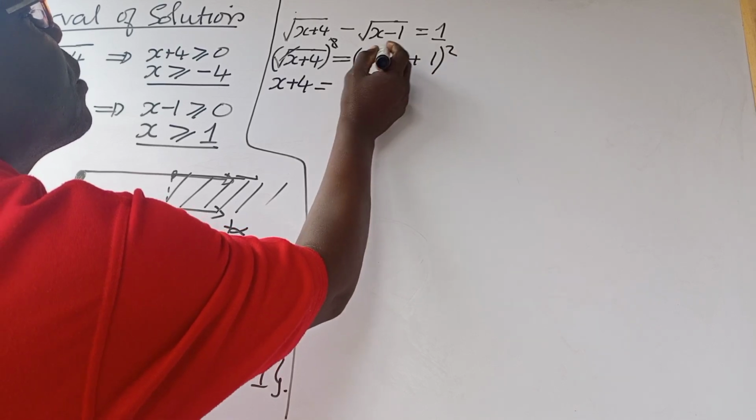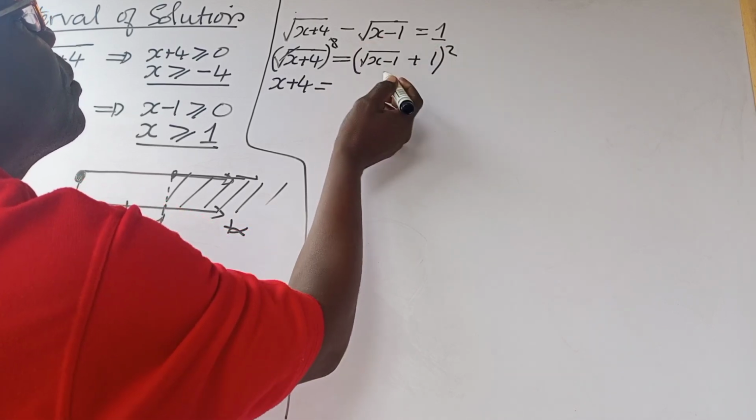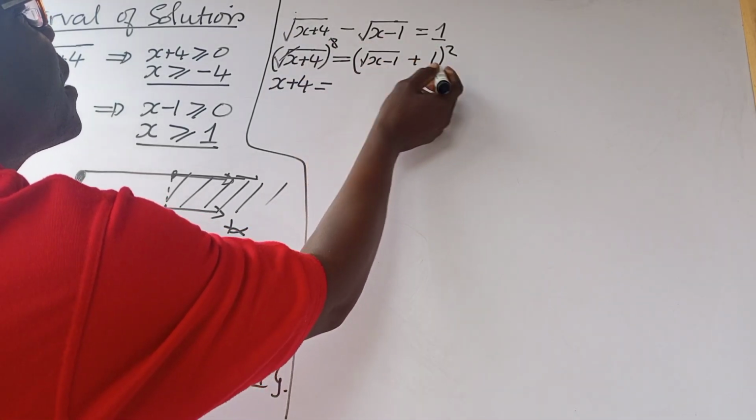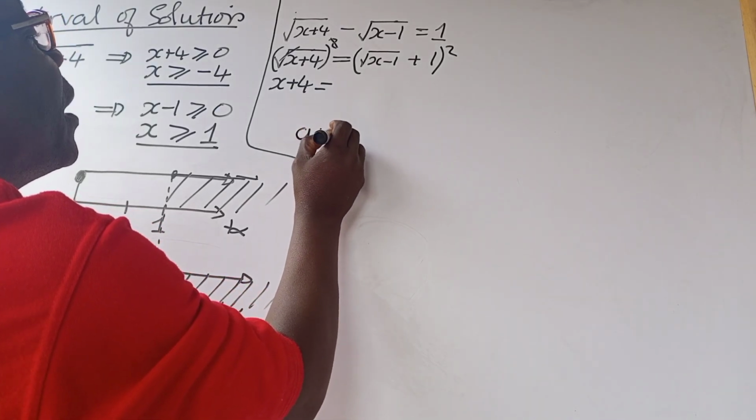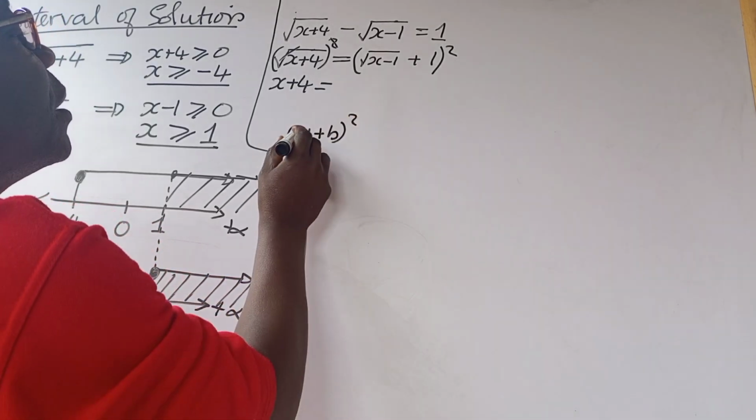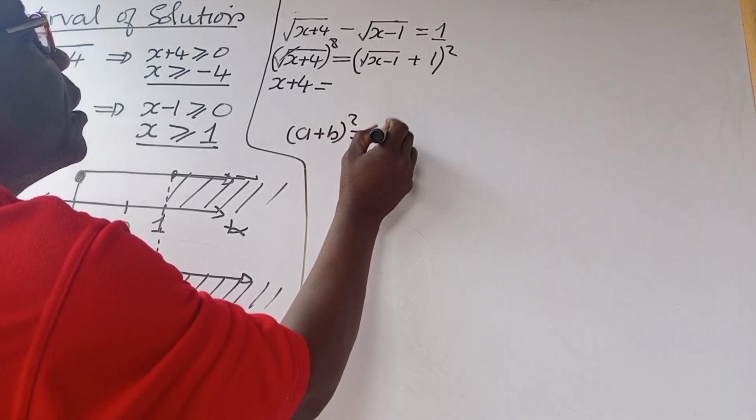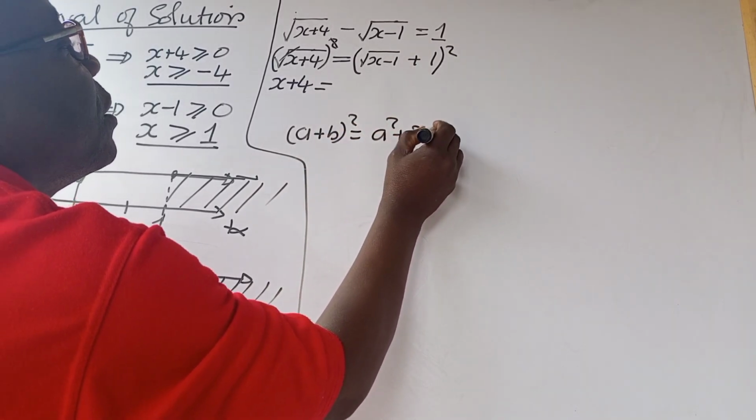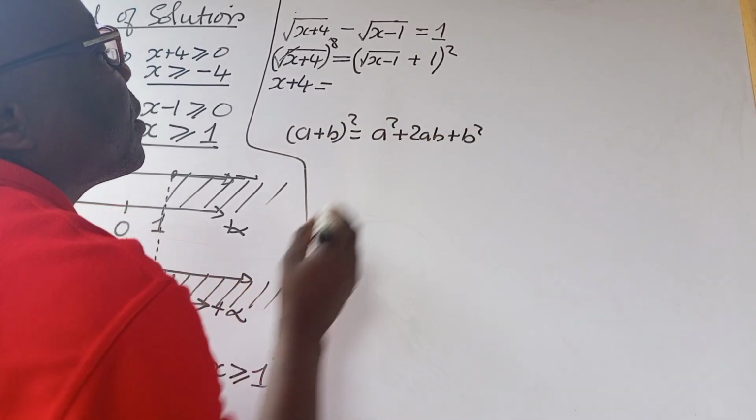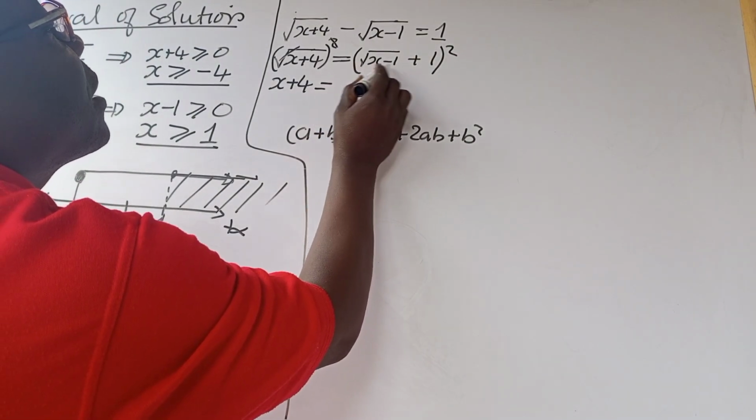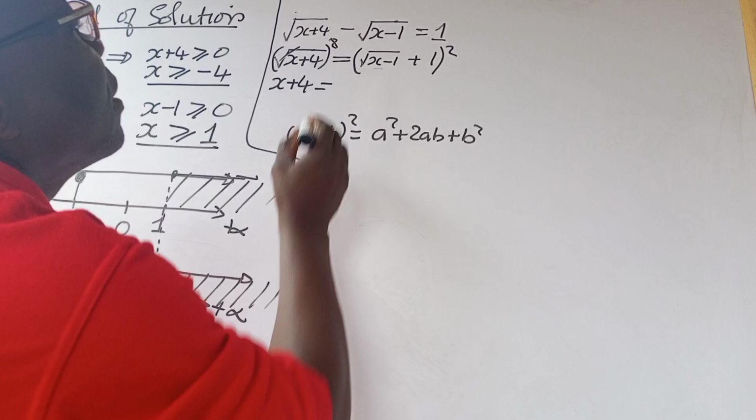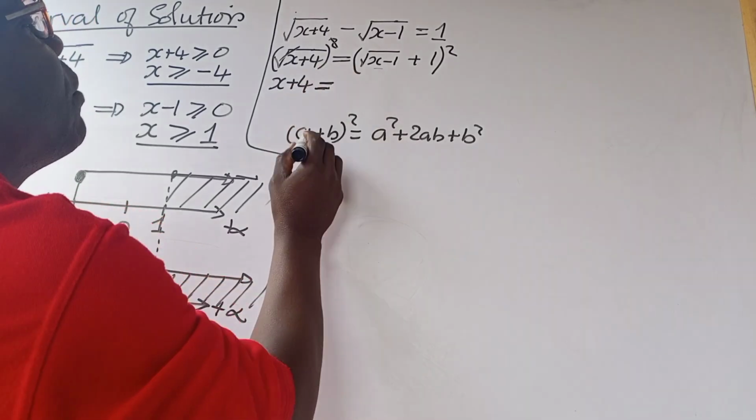Here, we don't say this square cancels this square root like we did here. This is an expression of two terms. It's like what we do when we have expressions of this form: a plus b all squared will be a squared plus 2ab plus b squared. So we have to take note, where our a is root x minus 1 and our b is 1. So we come over here, we apply it there.